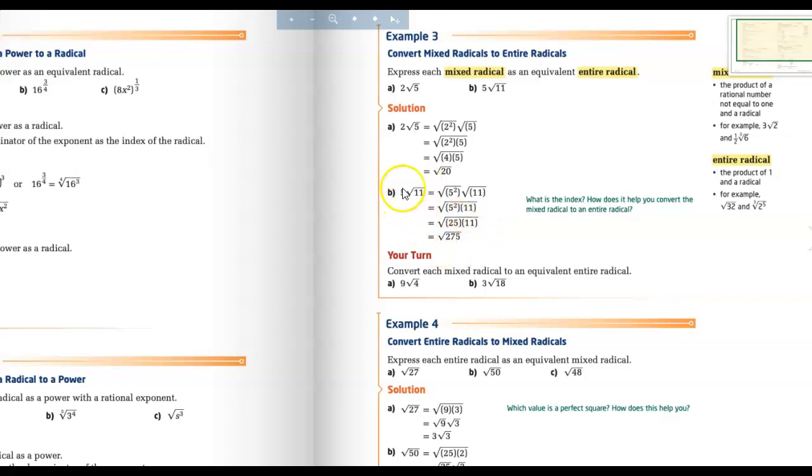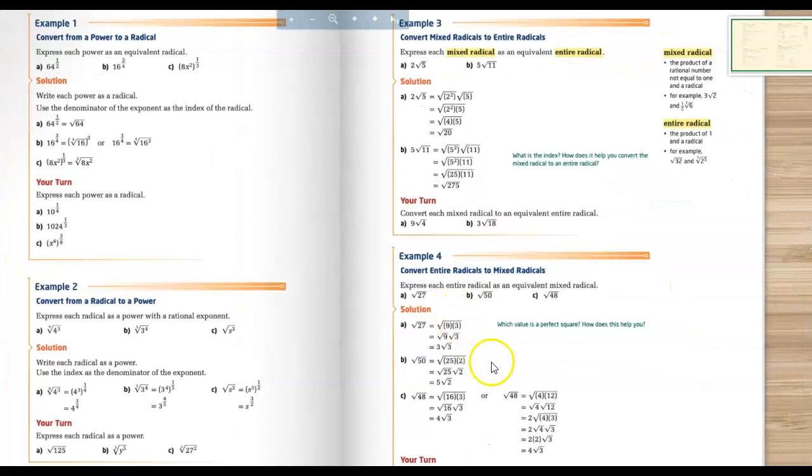So this mixed radical, right? 5 is a rational number, and the radicand 11 is the same thing as the entire radical of square root 275, right? Hopefully that kind of makes sense.